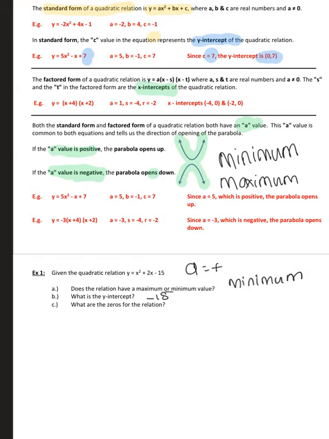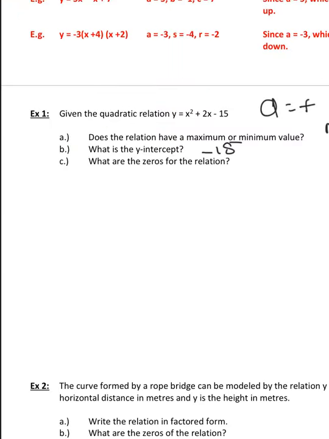And my zeros for this relationship, now we're going to have to factor it. Okay, so in order to factor, so zeros here, this word term zeros, remember from our lesson last week, that zeros means that we need to factor this. Okay, and so in order to factor, you're looking for those two numbers that are going to multiply to negative 15 and add to positive 2.